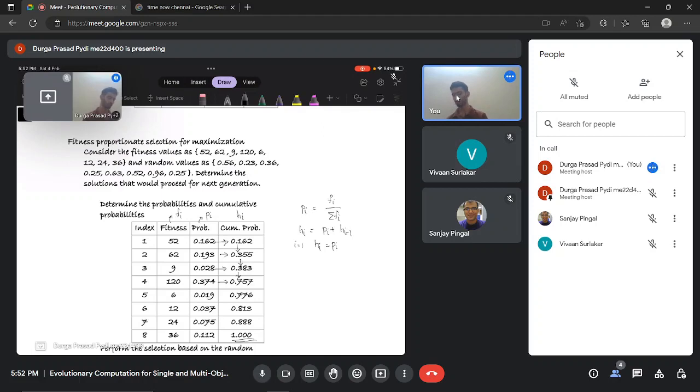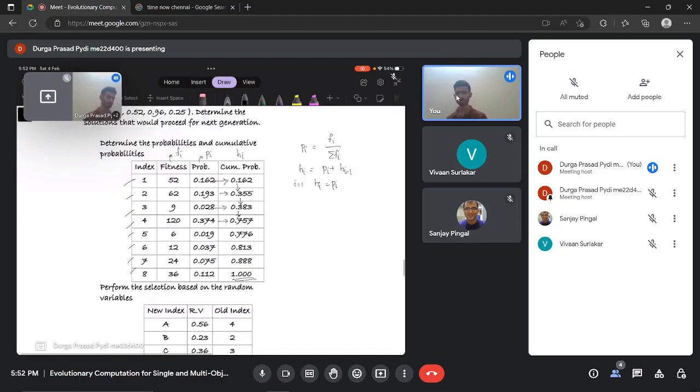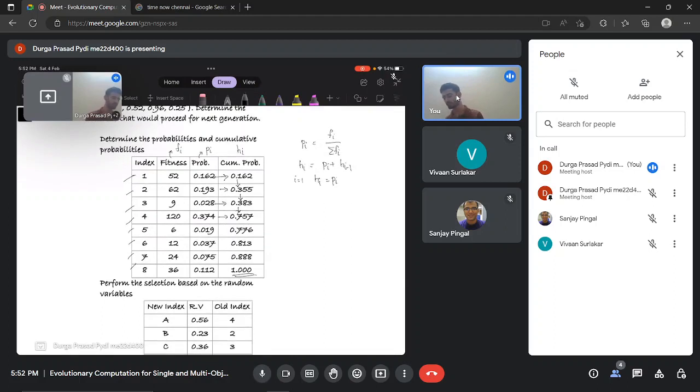Once you obtain the cumulative probabilities, the next step is to generate random values. You generate random numbers depending on the size of your population. If you have a population size of 8, you generate 8 random numbers. Once you generate them, you use those numbers to select the samples from this particular population. I'll go through the basic idea behind this selection procedure.